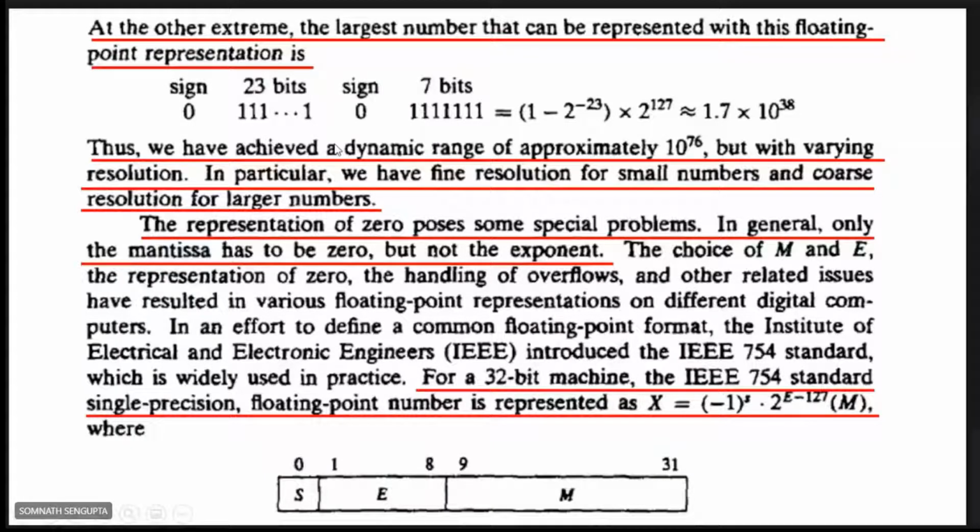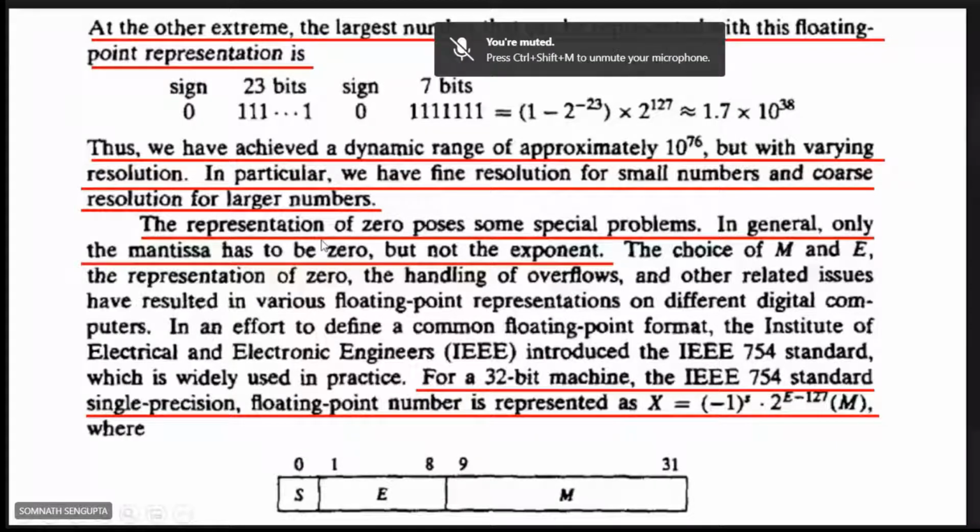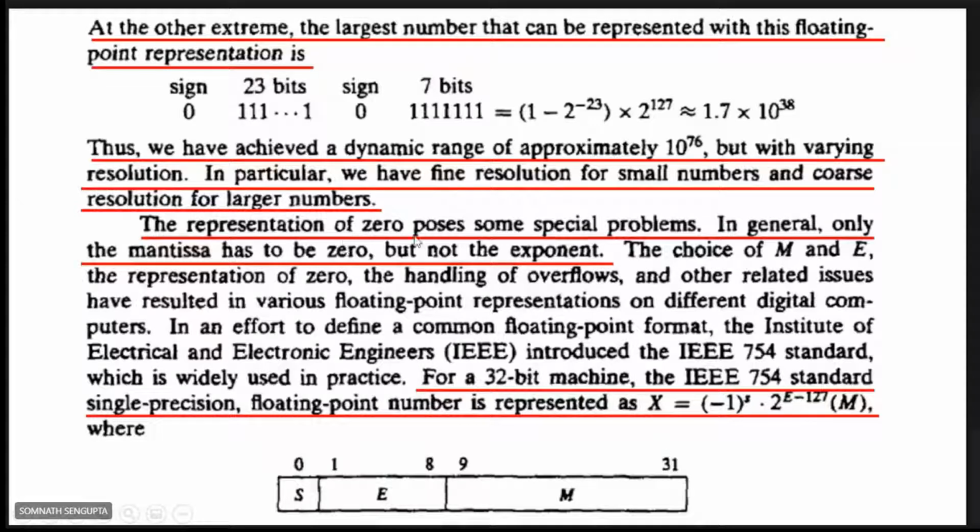One special case is that if you want to represent the number 0, then the mantissa should be 0, but not the exponent. We cannot make the exponent zero, because it is 2 to the power 0, which means the number becomes 1. So the mantissa should be 0.